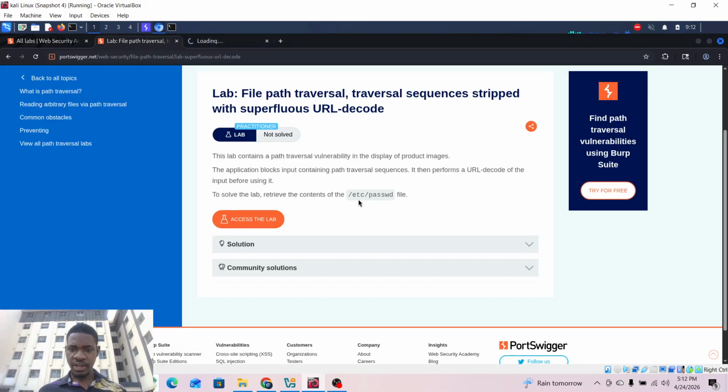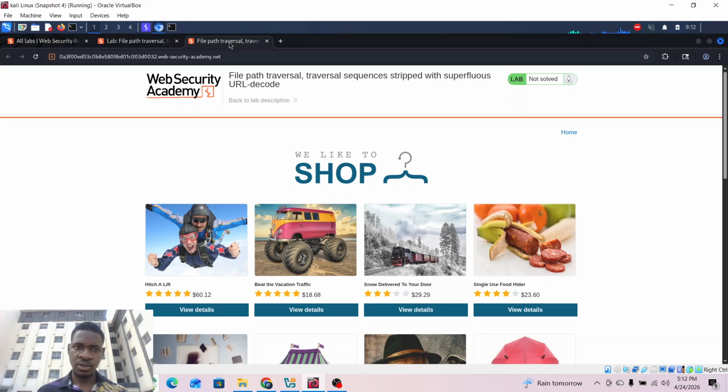What it's telling us right here is that it strips the traversal sequence and also performs a URL decode of the input before using it. Okay, so let's see how we can go about this.